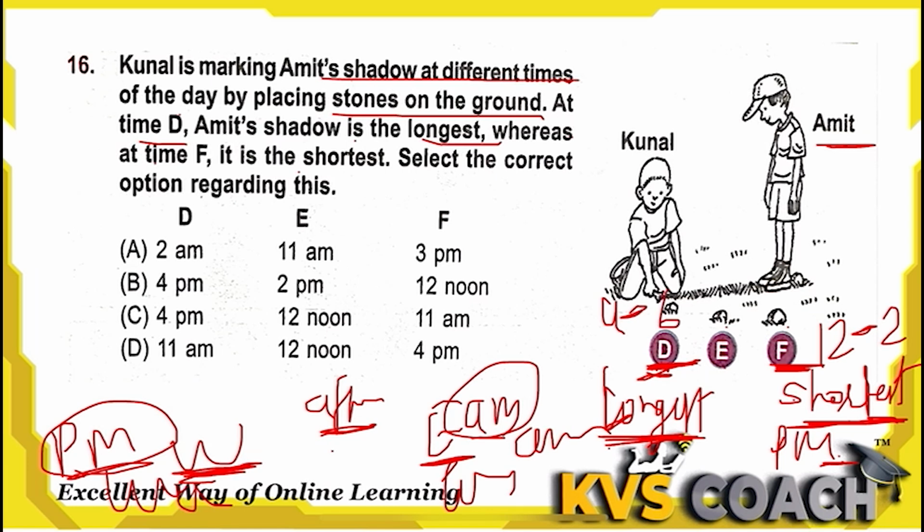So let's check where the options are. D is 4 to 6. Here, 4 p.m., both are 4.